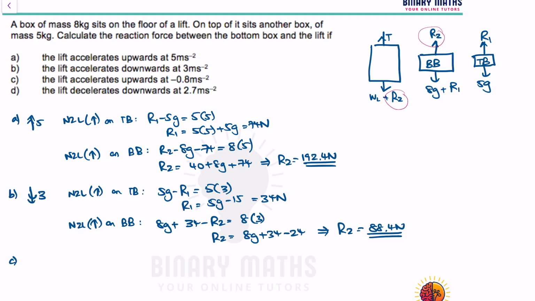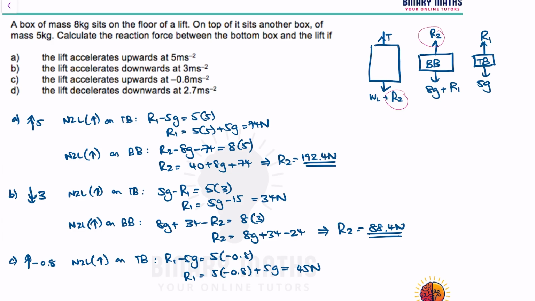Okay, for part C, the lift accelerates upwards at negative 0.8 meters per second squared. So going up at negative 0.8. Newton's second law applied vertically on the top box, because it's traveling up again: R1 minus 5g would be equal to mass, which is 5, times negative 0.8, which means R1 would be equal to 5 times negative 0.8 plus 5g, which is equal to 45 newtons.